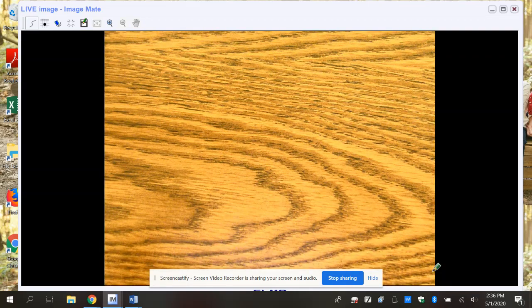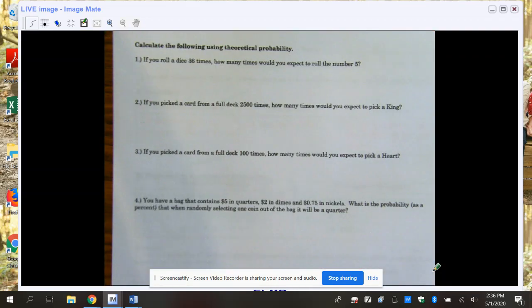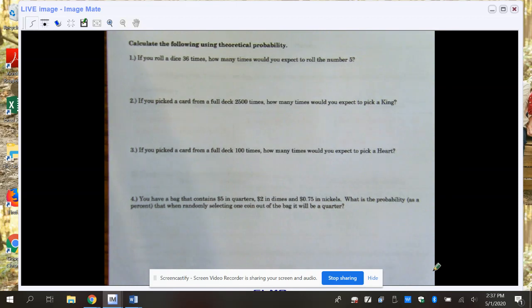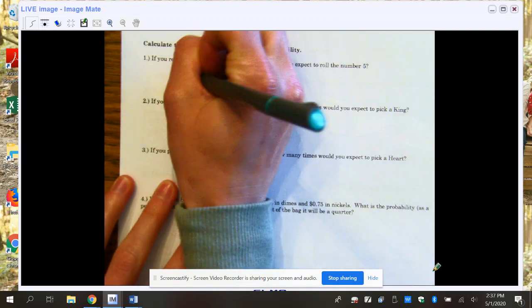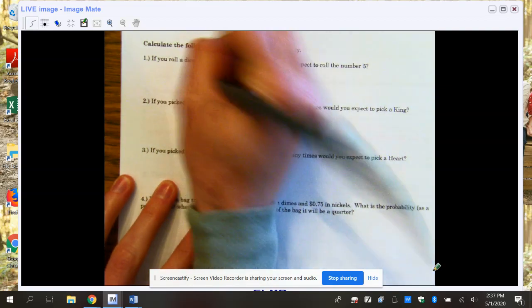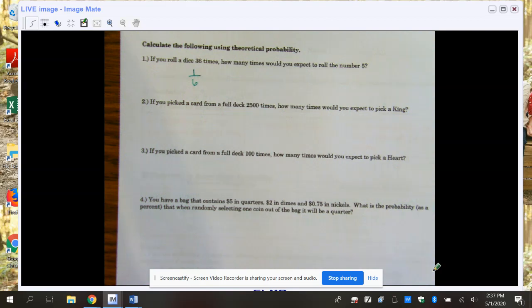All right, a couple more examples, and then that'll be it for this first lesson. Okay, so this is calculate the following using theoretical probability. So again, in theory, what should happen? If you roll a dice 36 times, how many times would you expect to roll the number 5? Well, again, in theory, if we were to roll the number 5, there is a 1 in 6 chance that that's going to happen.